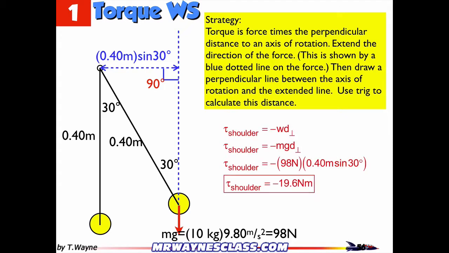So when I calculate the torque, it's going to be a negative rotation, so that's going to be mgd, which is 9.8 newtons, 0.4 meters times sine 30, to give me negative 1.96 newton meters.